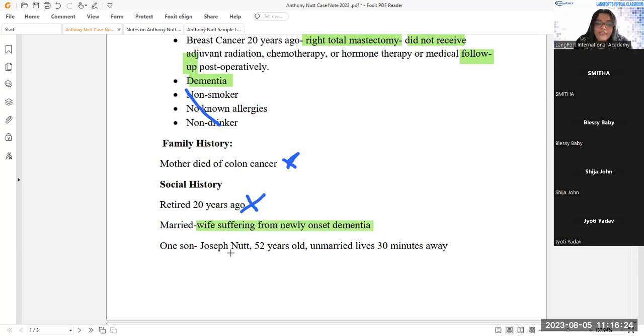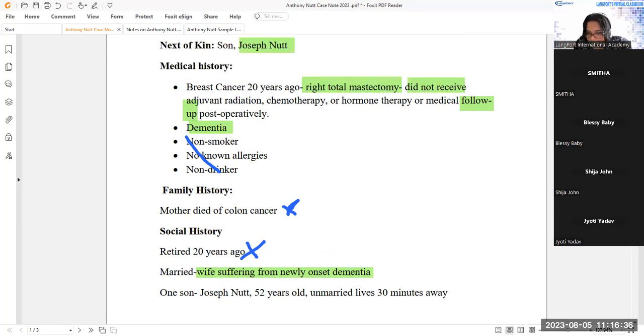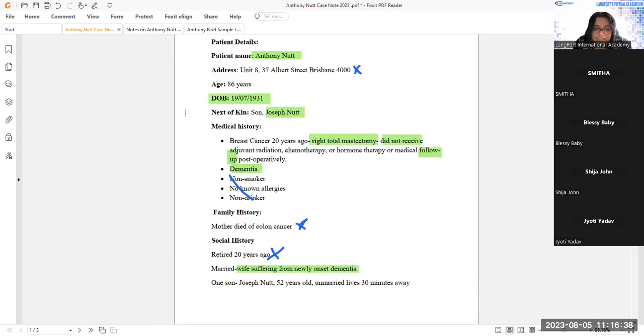That's more than enough, and the wife's condition. So again, the son's name is repeated. We have already taken it. So should I say the son is 52 years old, he's unmarried, or should I include all those things? No. Okay, all right. So take a second, just go through the information or details that we have selected from the first page. All of you.